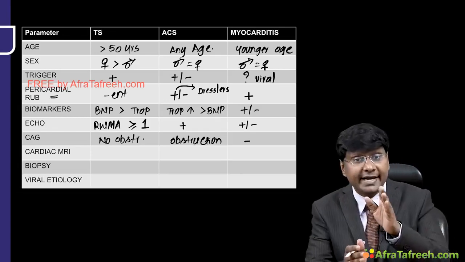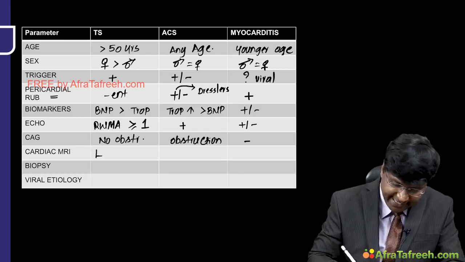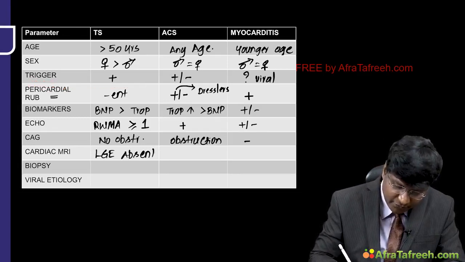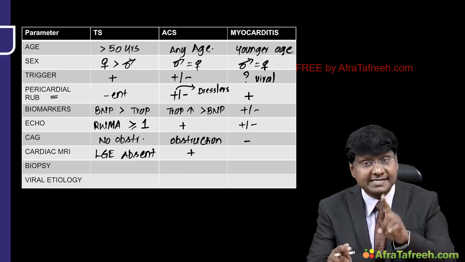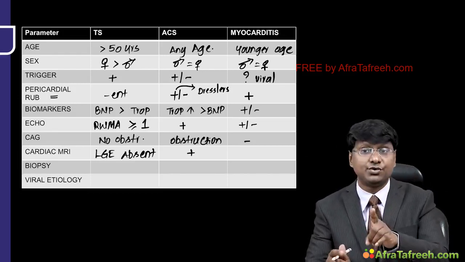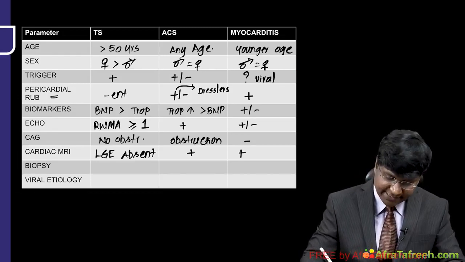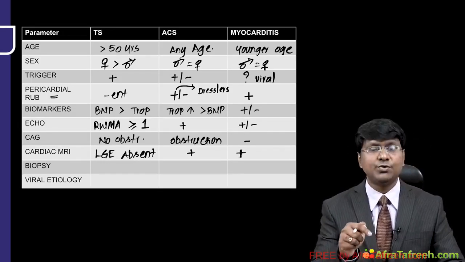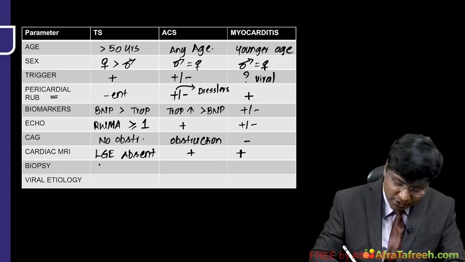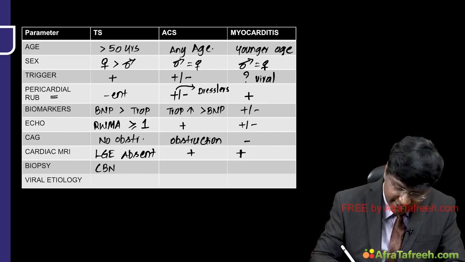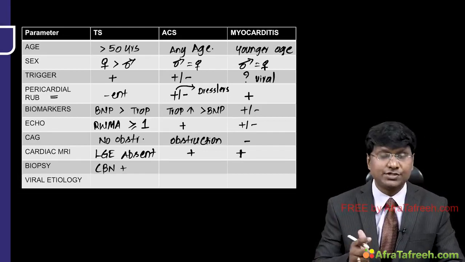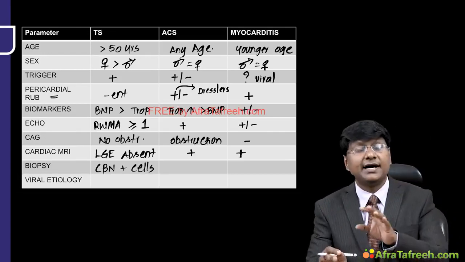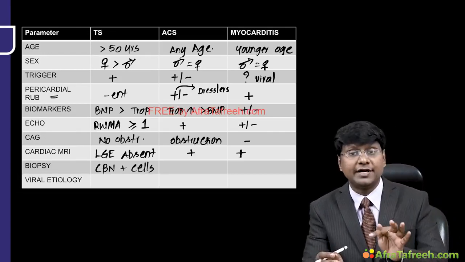What about the cardiac MRI? Late gadolinium enhancement is absent in case of Takotsubo cardiomyopathy, whereas late gadolinium enhancement is present in acute coronary syndrome, and even in myocarditis, the late gadolinium enhancement will be there. And biopsy in Takotsubo cardiomyopathy will show contraction band necrosis. Okay, CBN stands for contraction band necrosis, and there is also infiltration of inflammatory cells during the acute phase.